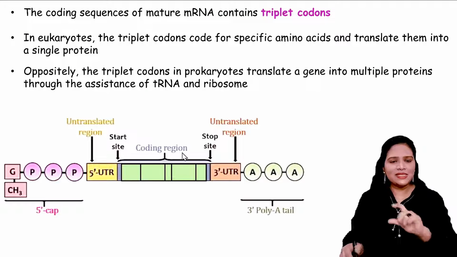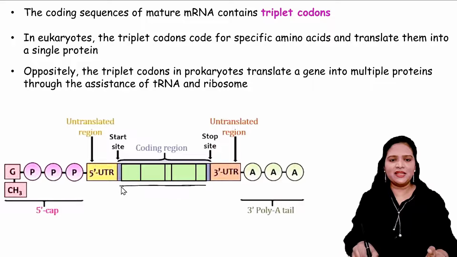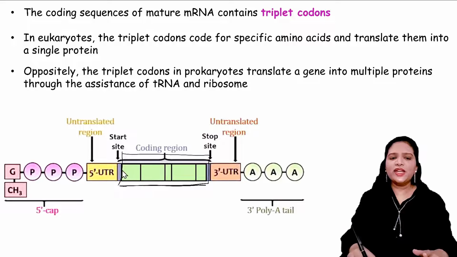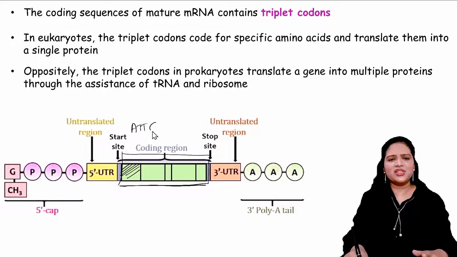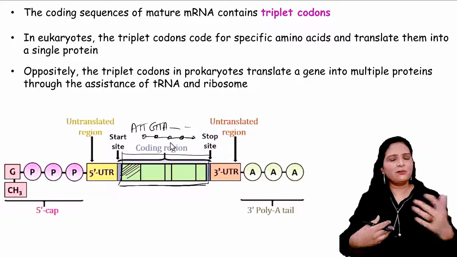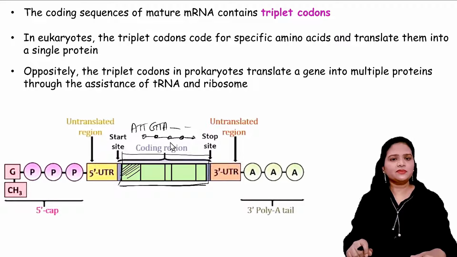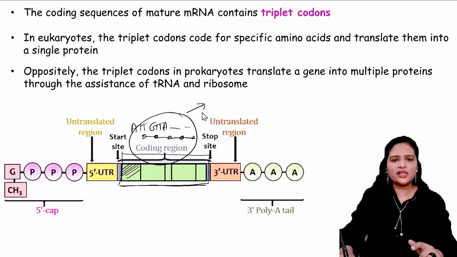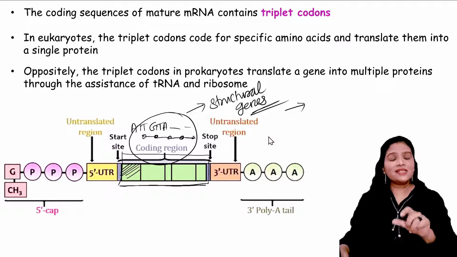Then at the center part, this is the main thing in the mRNA. This contains the coding region information from the DNA. The coding region contains the triplet codons. It could be anything, and accordingly the amino acids will be added and protein synthesis will occur. Understand? So this codon region is called structural genes. These genes are called structural genes.